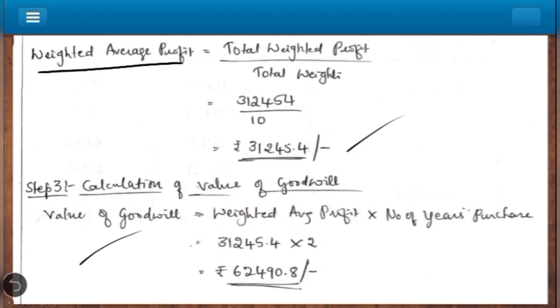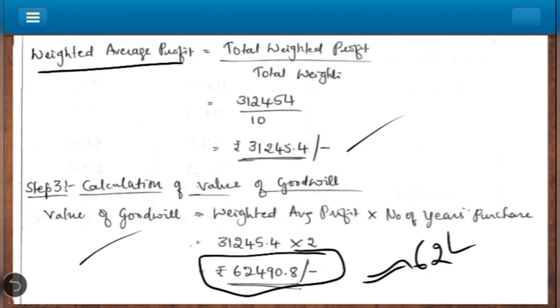The last step is for the calculation of the value of goodwill. That is, value of goodwill is equal to weighted average profit into number of years of purchase, which comes to 31,245.4 into 2. The value of goodwill is 62,490.8, which is approximately 62,491. Okay. So these are the two questions which we have discussed under the average profit method.